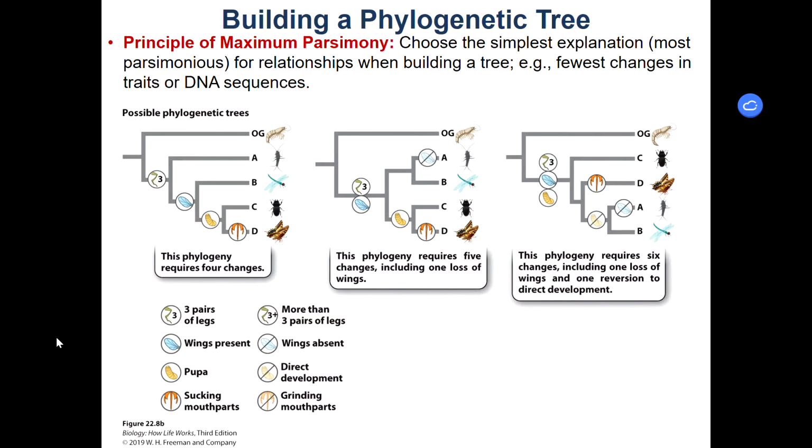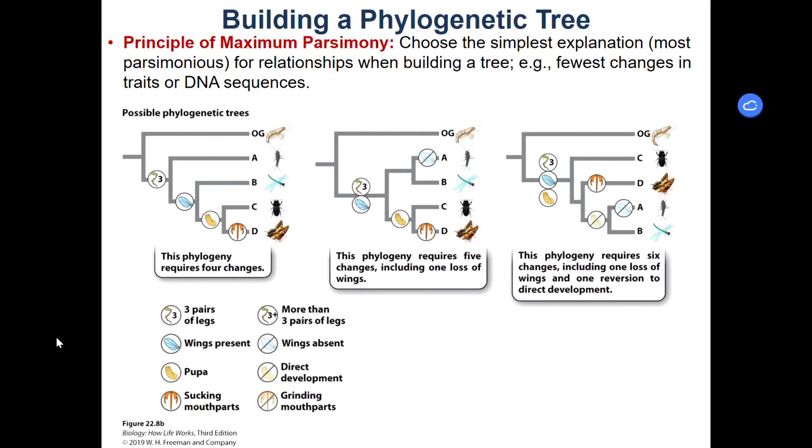Then if we're looking at A through D, the presence of wings was the next thing that developed because B, C, and D all had wings. A did not, so that branched off. Then the way that they developed is different for C and D than it is for B, so B branches off. And then finally, C and D are different from each other because their mouth parts are different.